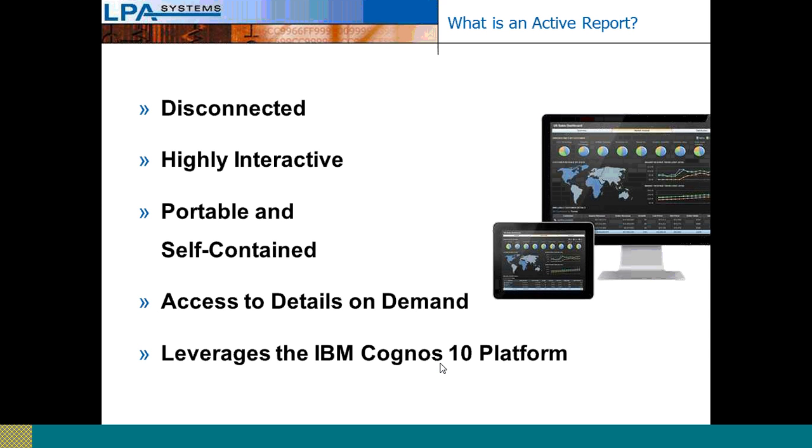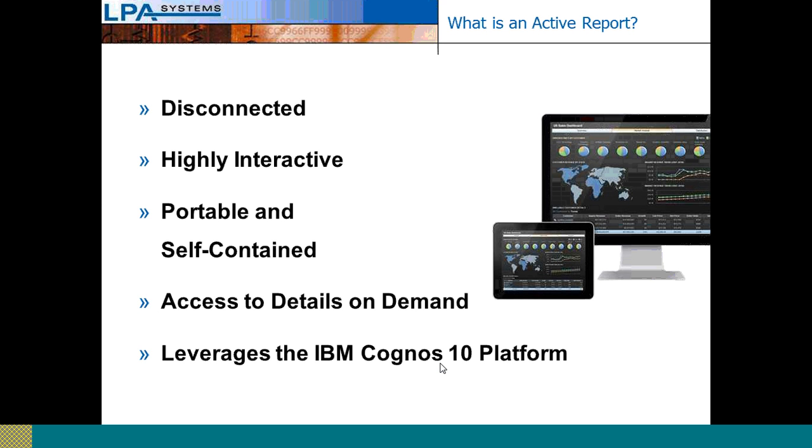Access to details on demand are available by leveraging drill-through capabilities while connected to the IBM BI server. A standard user can leverage the performance and interactivity of an active report without sacrificing easy access to details via drill-through.